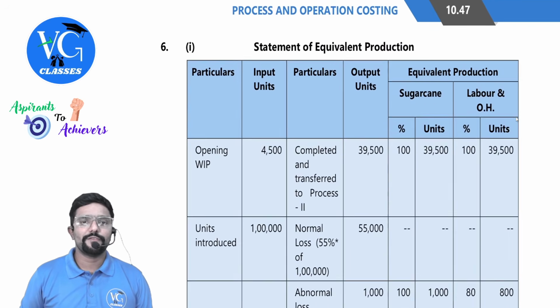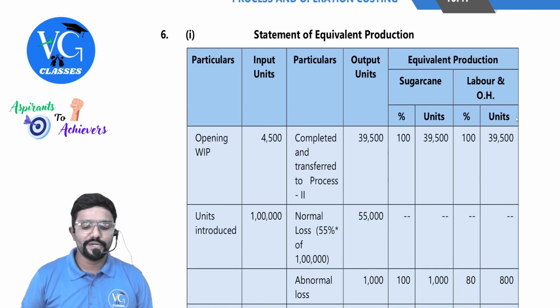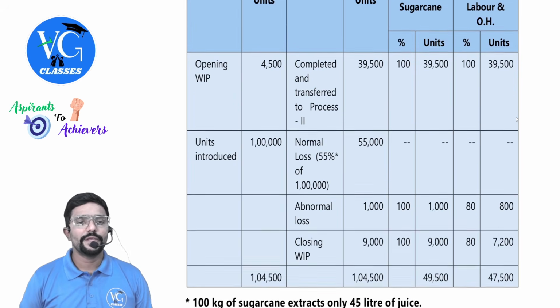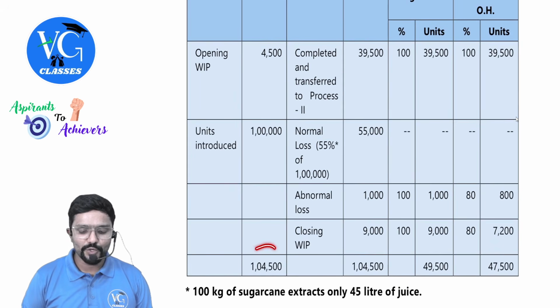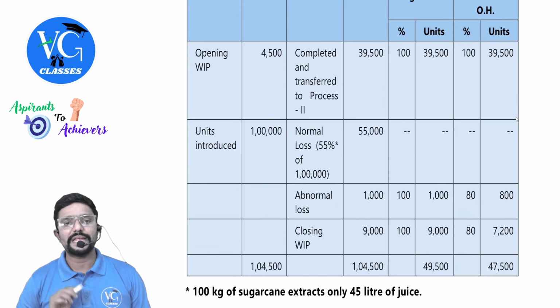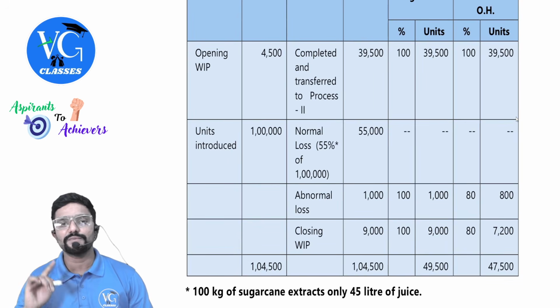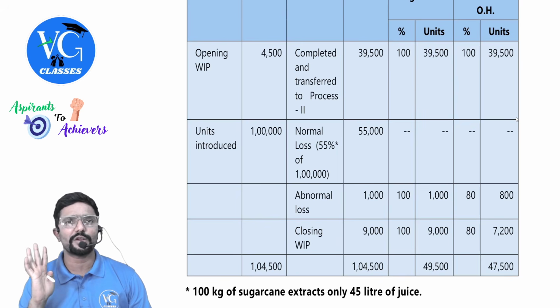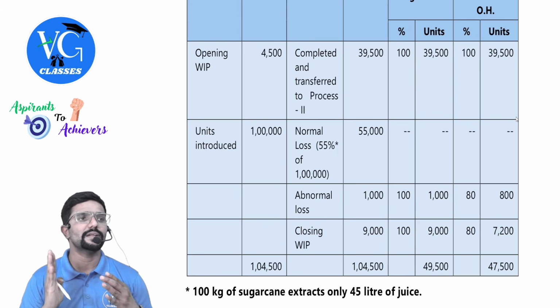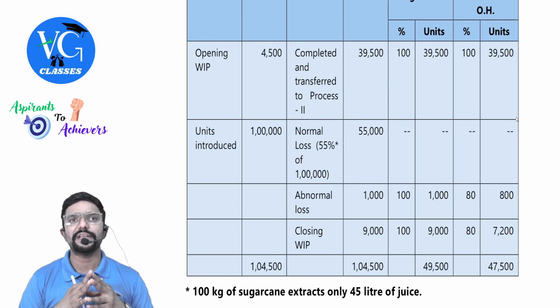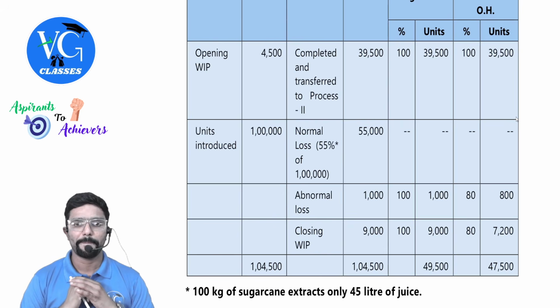Statement of equivalent production. First, input: 4,500 liters is given, which is equivalent to kgs, so we are taking them together. Units introduced is 1 lakh kgs, so totally 1 lakh 4,500 is the input. Now output is 39,500, which is transferred to the next process. In the average method, we are not giving any breakup between how much is out of opening WIP and how much is due to current period introduction.